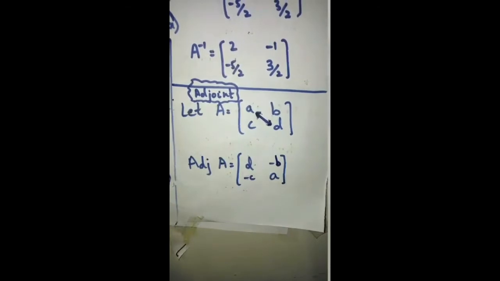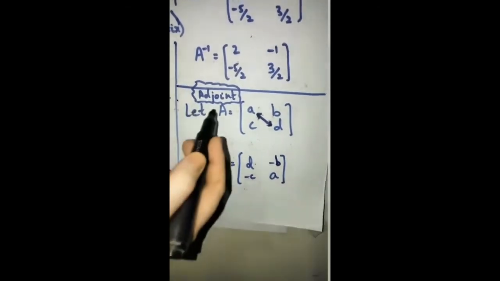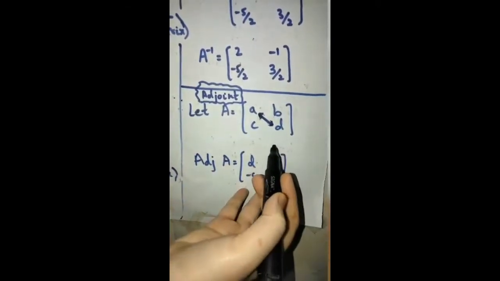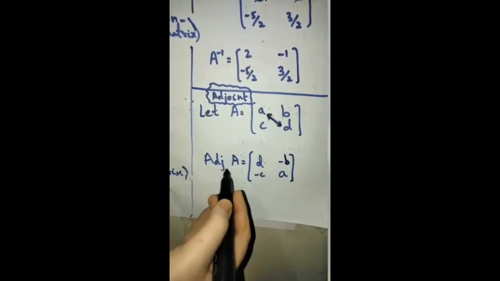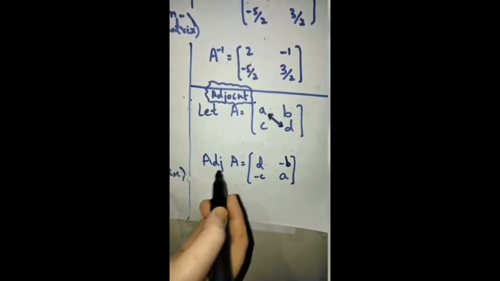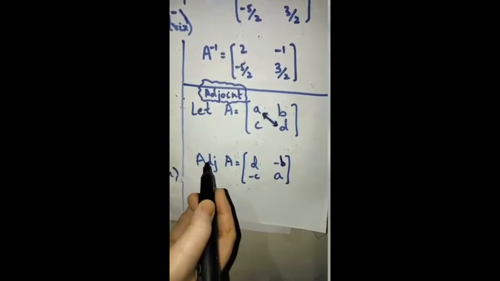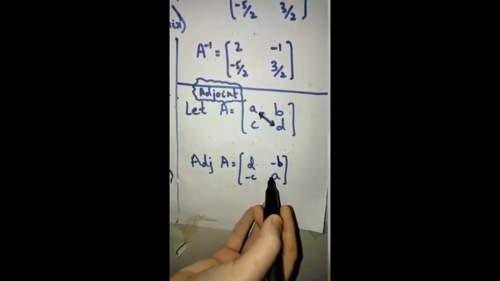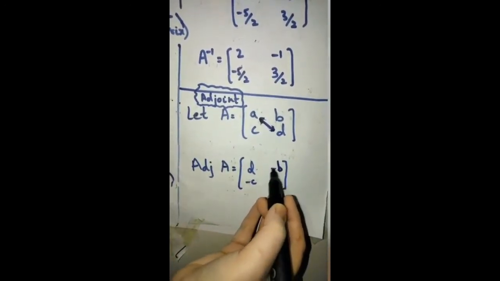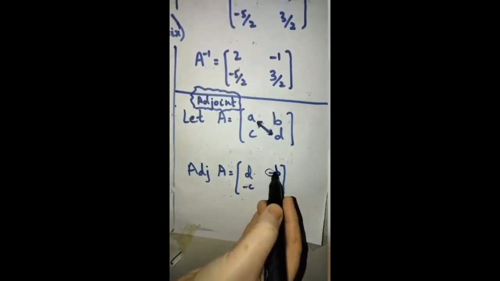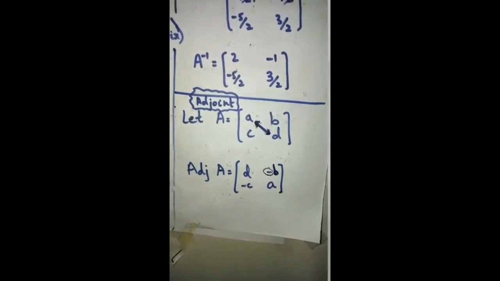Now we come to the adjoint of a matrix. Let A equal [a, b; c, d]. The adjoint of A is denoted by adj A. In the adjoint of A, we interchange the elements of the leading diagonal and change the sign of the other elements of the matrix.